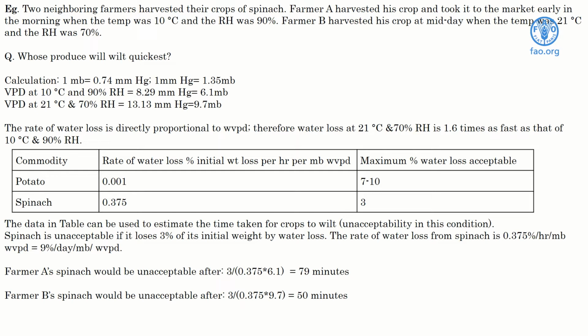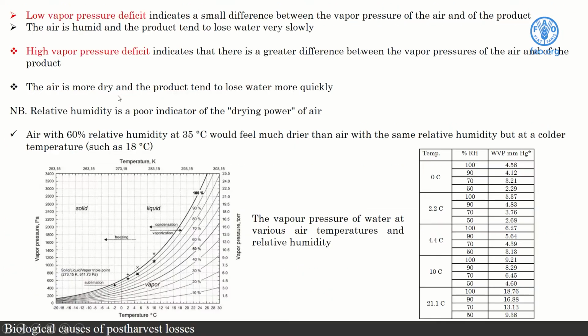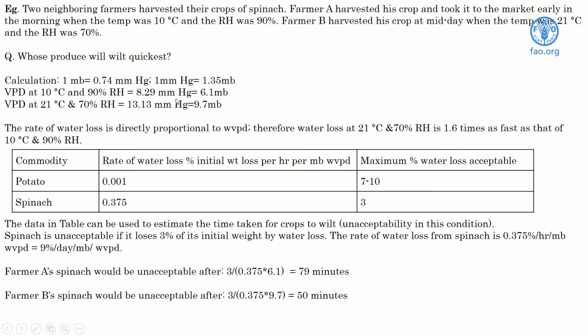Let us see the calculation. As you can see, here are some conversion factors. 1 millibar is equal to 0.74 millimeter of mercury, and 1 millimeter of mercury is equal to 1.35 millibar. So the vapor pressure deficit at 10 degrees Celsius and 90% relative humidity is 8.29 millimeter of mercury, which is equal to 6.1 millibar.